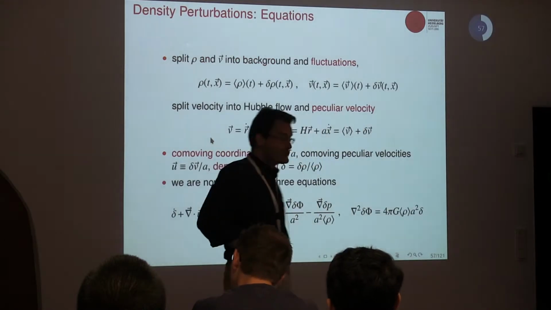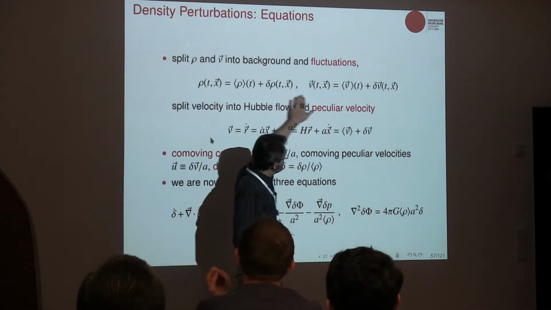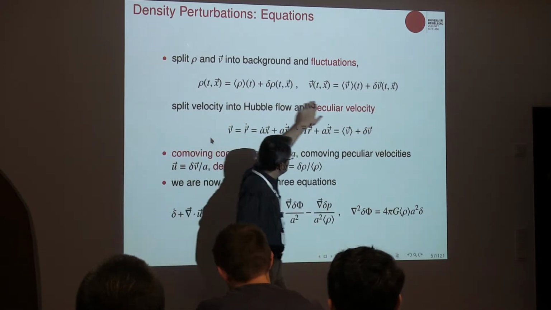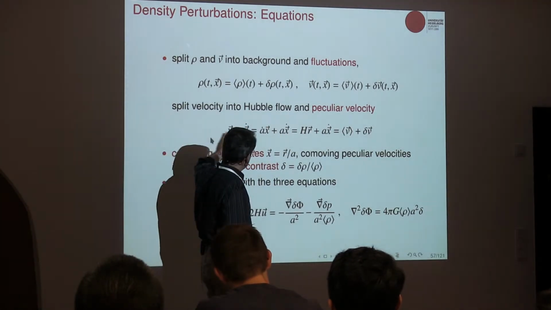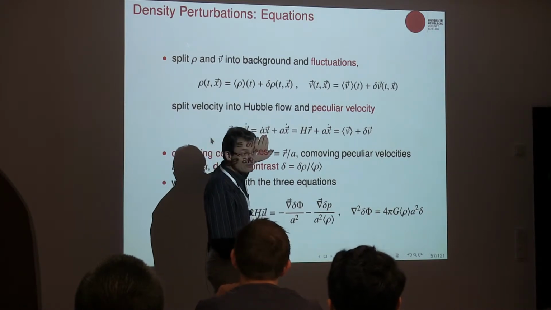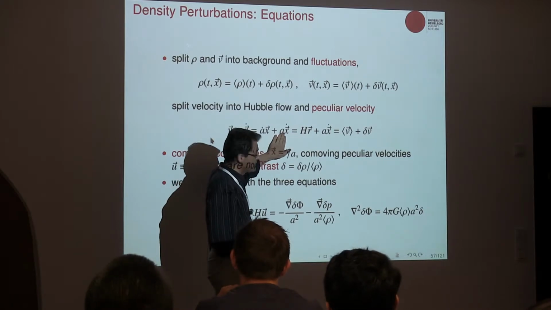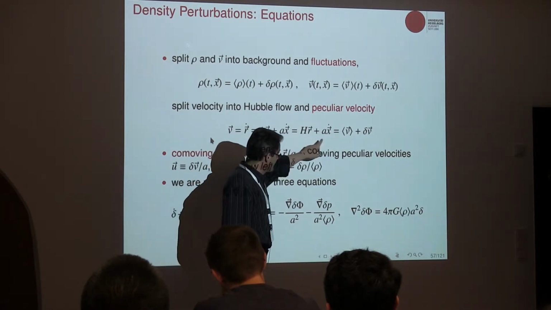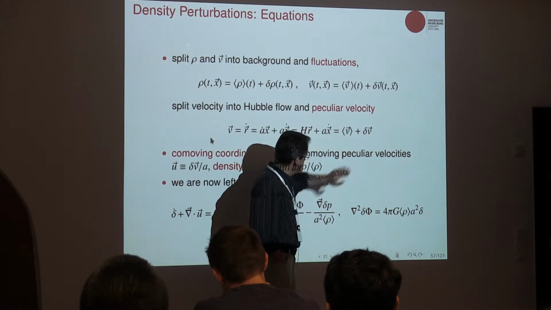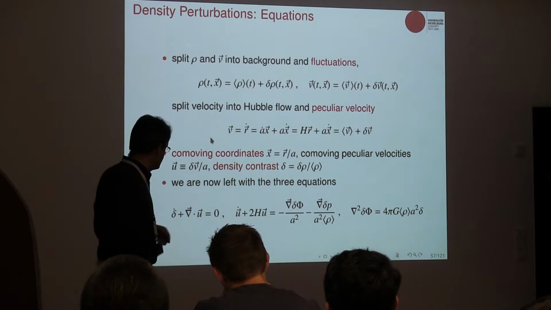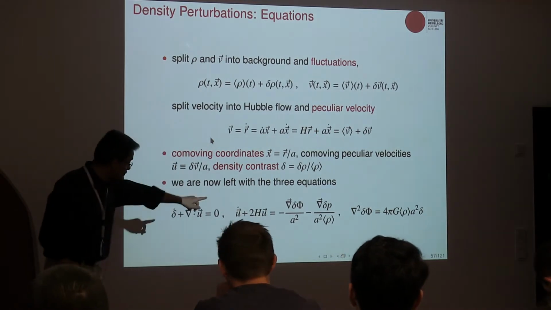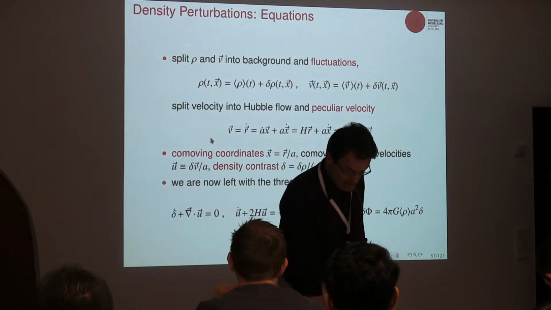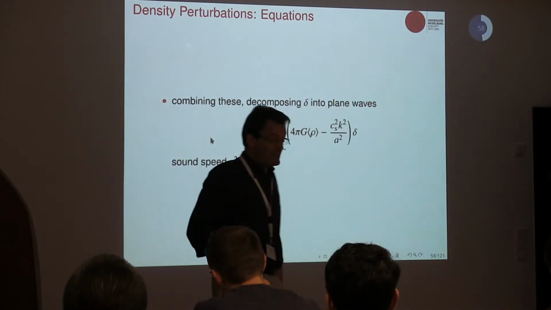Well, first of all, we introduce density fluctuations and velocity fluctuations relative to the mean density and relative to the mean velocity. The mean velocity, of course, is the Hubble flow. All right, then we introduce co-moving coordinates x, which are related to the physical coordinates by r equals a times x. And we split off from the velocities the mean Hubble flow, and we transform this set of equations to these coordinates. Then they just look like this. Never mind, I just wanted to tell you what the recipe is. You can go through that or not if you want. The end result is this.